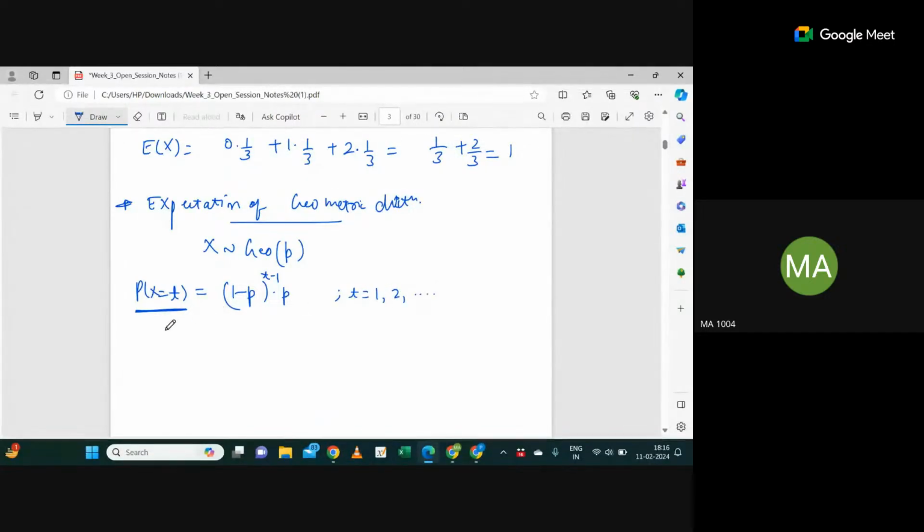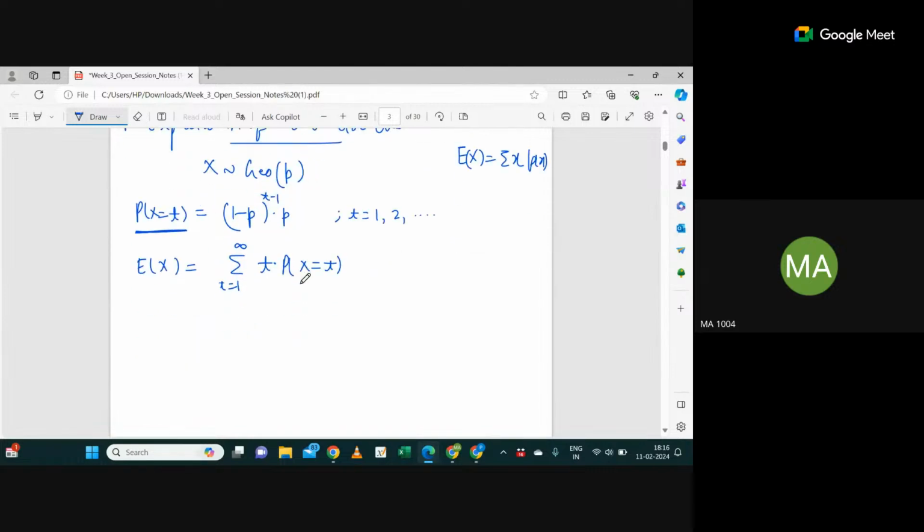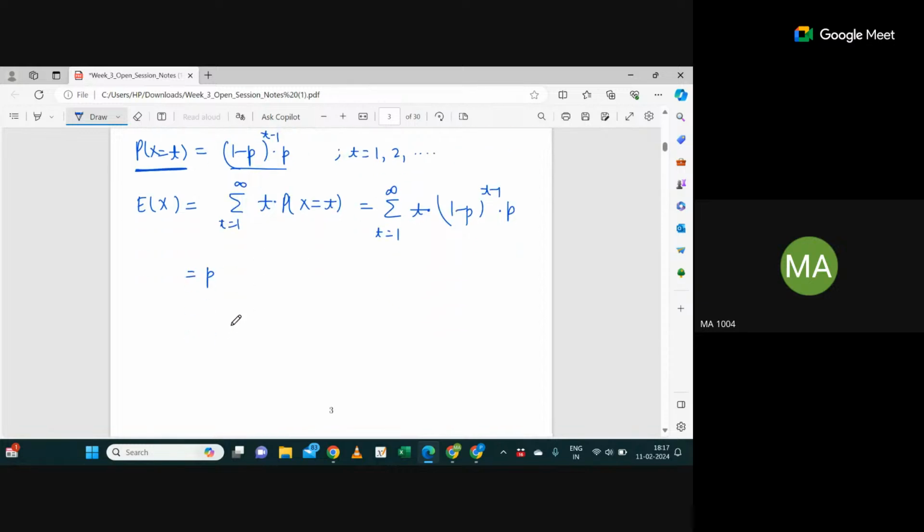Now, what is the expectation of x? How can I apply the expectation of a random variable? It's nothing but summation of t into probability x equal to t, right? This is the definition. Expectation of x is nothing but summation of x into p of x, and range of t is 1 to infinity, correct? Here we have summation over t of t times the PMF, which is 1 minus p raised to the power t minus 1 into p. Yes or no? From here, p I can take outside of the summation sign because there is no t in that quantity.